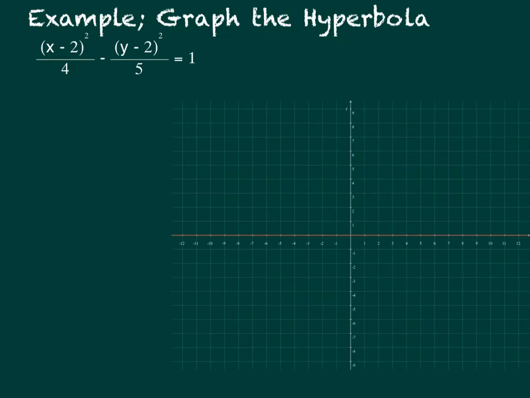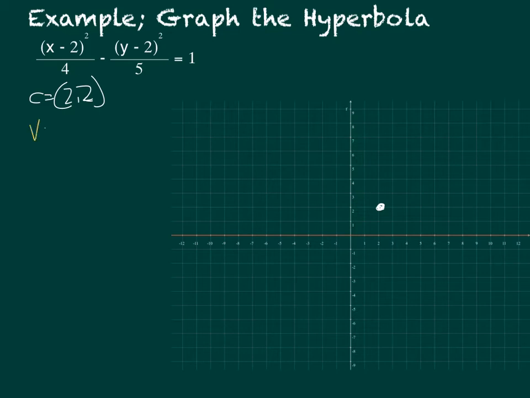So here's some examples of graphing hyperbolas. With this one we see x minus 2 quantity squared over 4 minus y minus 2 quantity squared over 5 equals 1. So my center is going to be 2, 2. So I'm going to go ahead and graph my center right there.